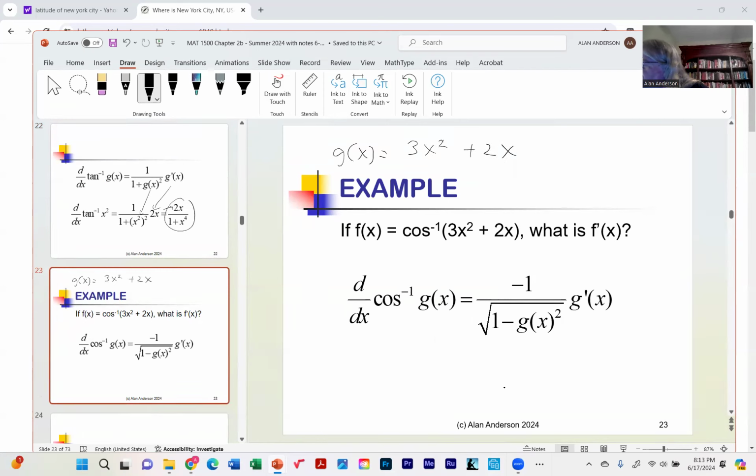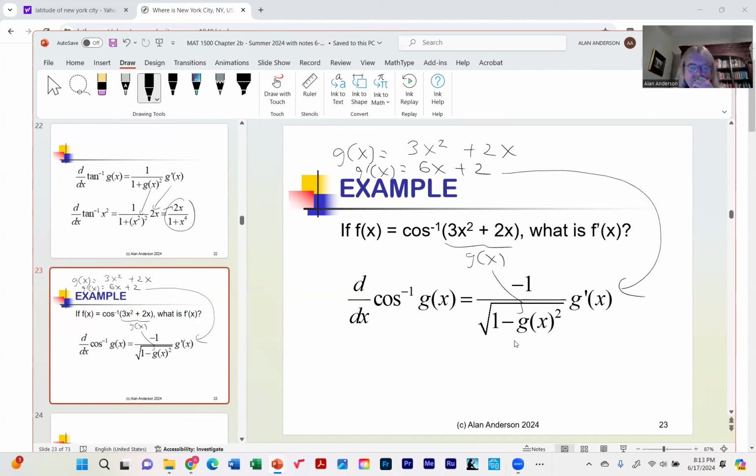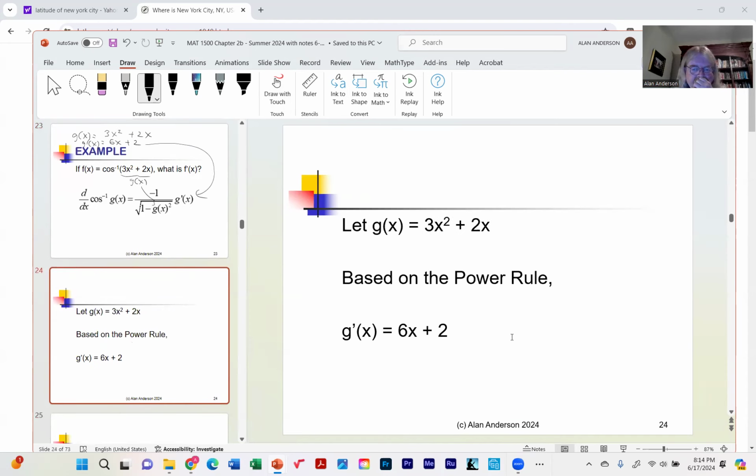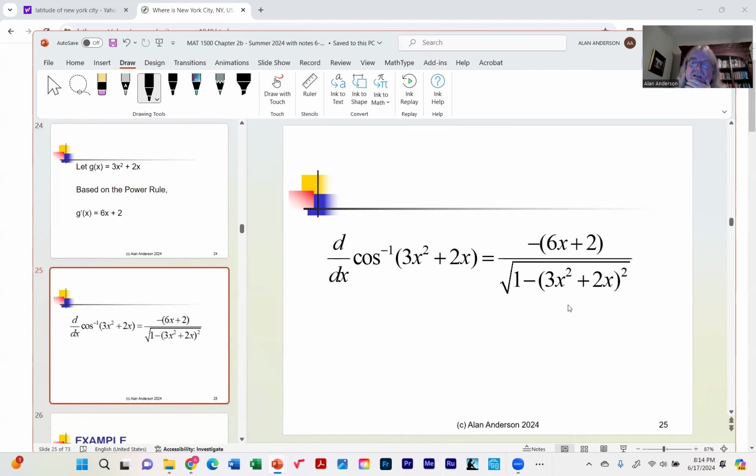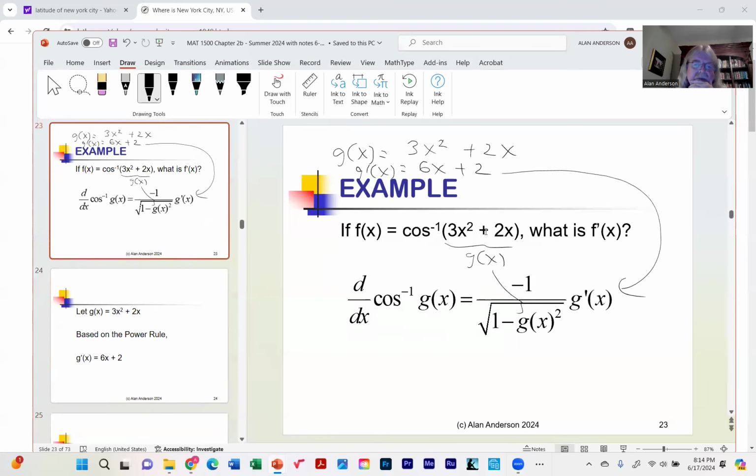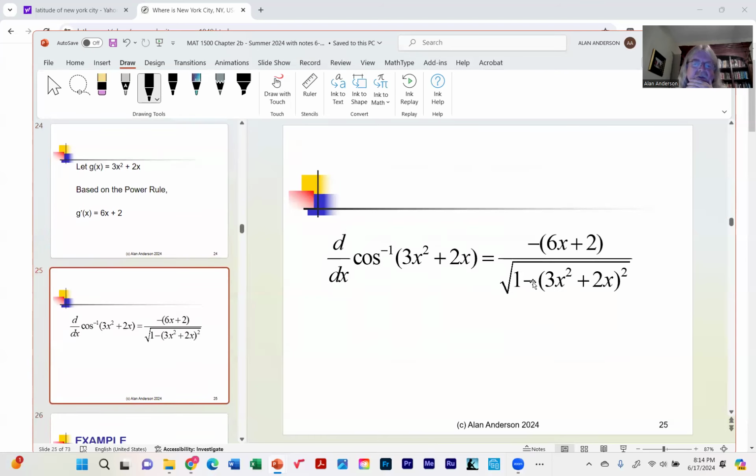And using the power rule on both of these terms, we'll end up with 6x plus 2. So now we're just going to replace g of x with all of this, and then this becomes our g prime of x. And that's our final answer. So remember, the g of x is 3x squared plus 2x. So this whole thing has to be squared.